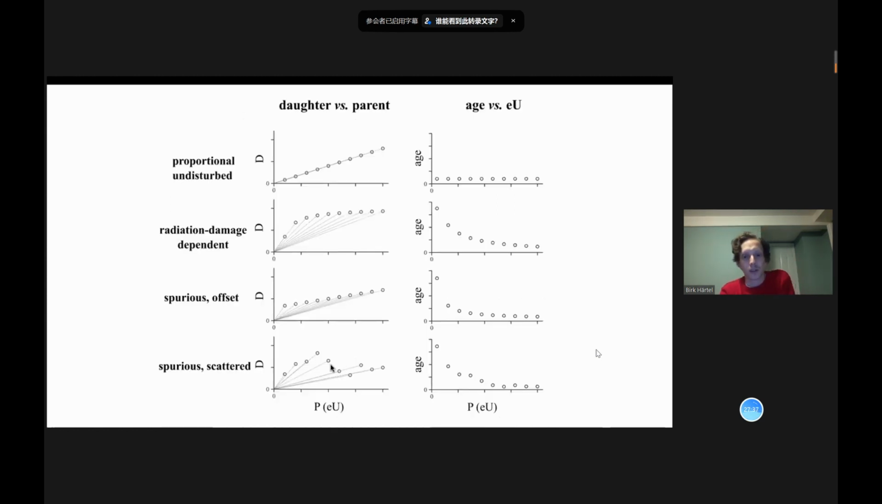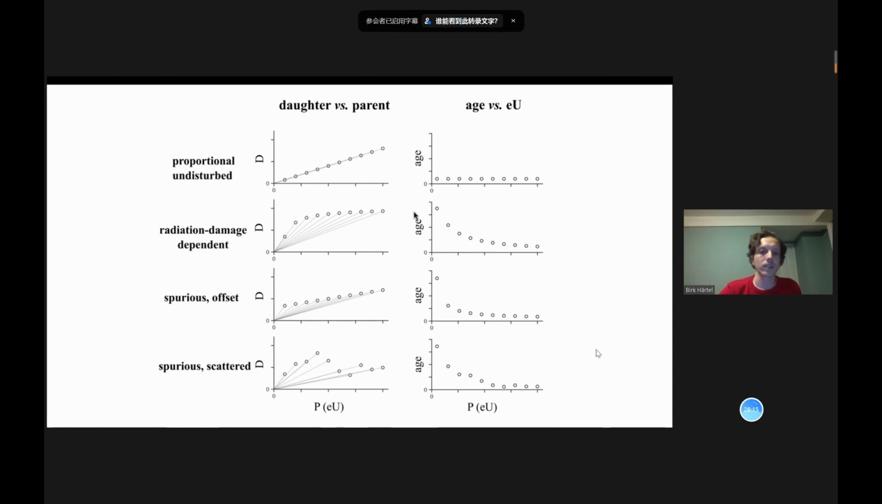So how does this work? I got a nice sketch here where we can actually look at it. So on the left, we always have plotted the daughter concentration against the parent concentration, or let's say daughter against EU. And on the right, we have the thermochronometric age against the parent again, or against EU. So the first row, we already know this is the idealized case where we have a proportional undisturbed system, and there all the points lie on an isochron, so they all have the same age.